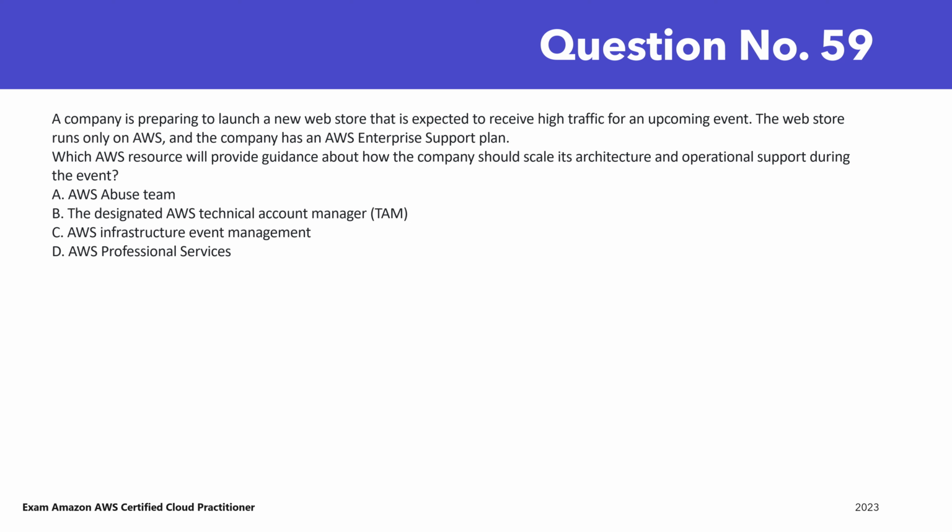A company is preparing to launch a new web store that is expected to receive high traffic for an upcoming event. The web store runs only on AWS, and the company has an AWS Enterprise Support Plan. Which AWS resource will provide guidance about how the company should scale its architecture and operational support during the event? A. AWS Abuse Team. B. The designated AWS Technical Account Manager, TAM. C. AWS Infrastructure Event Management. D. AWS Professional Services. Correct answer, B.